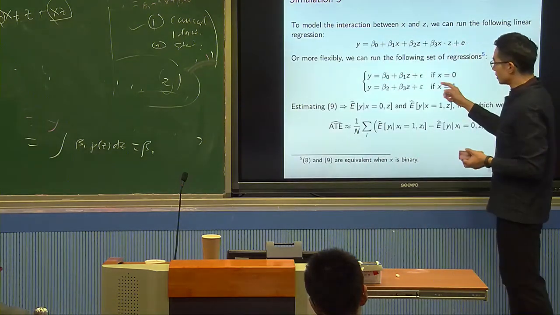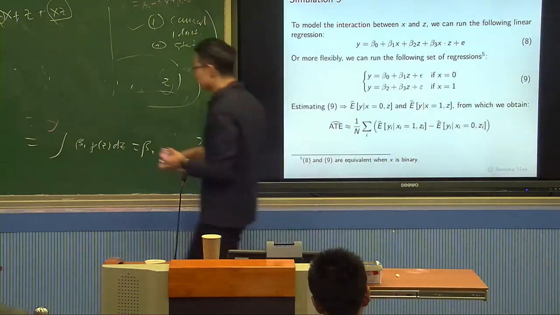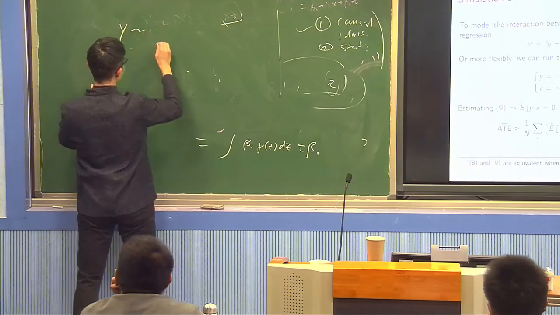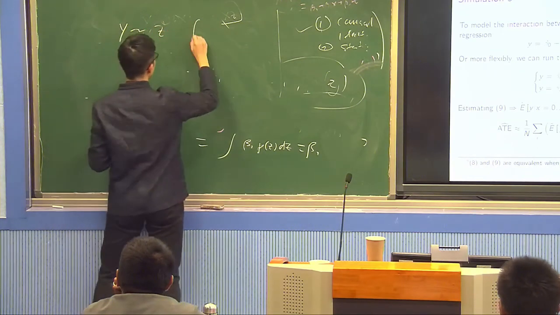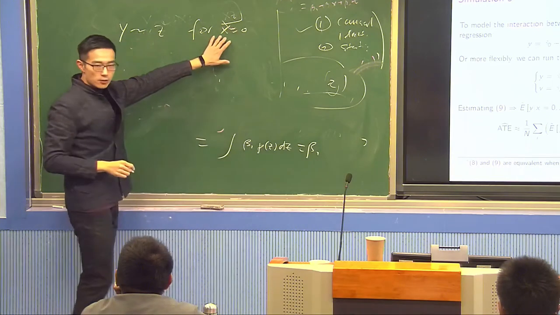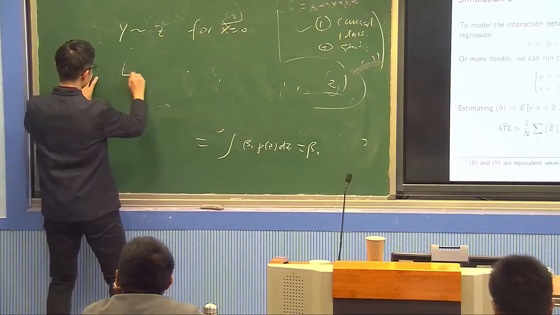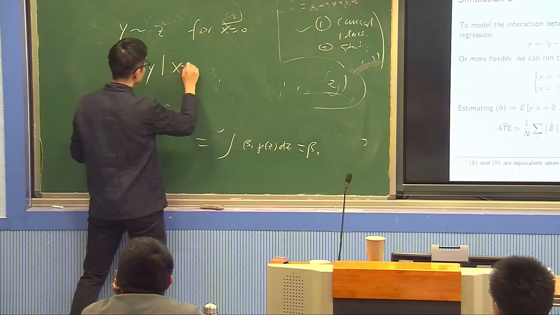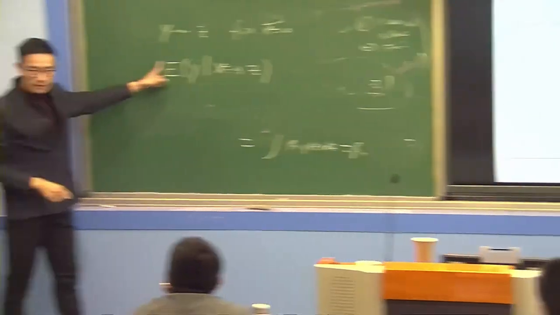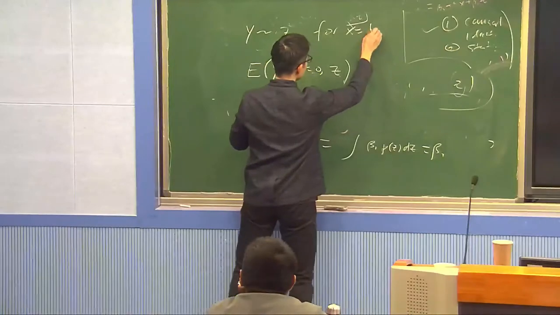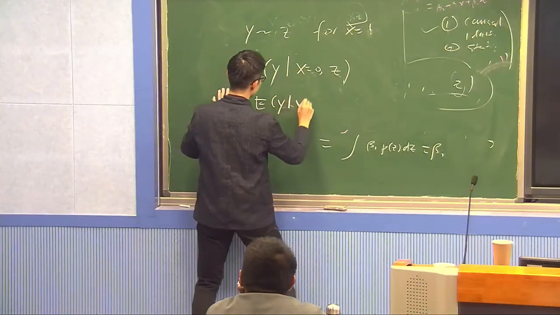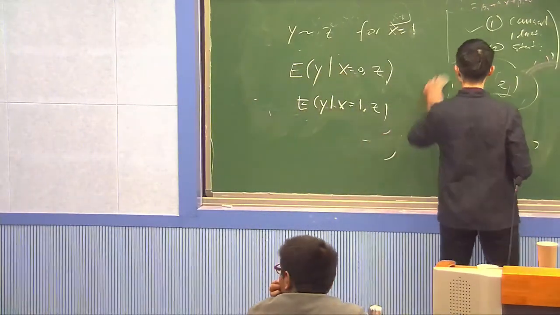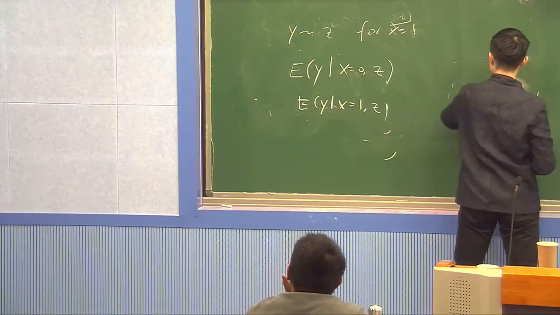So if we do this, when we estimate this, what do we get? If I estimate Y as a function of Z only for X equal to 0, so only look at X equal to 0 and I fit this, what I get is E Y conditional on what? Conditional on X equal to 0 and Z, right? If I estimate this equation for X equal to 1, I get E Y conditional on X equal to 1, Z. Okay? So, based on these two, what is the ATE estimate? How do we estimate the ATE?